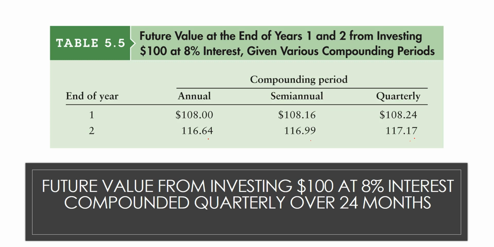So the smaller that time period, the faster that interest is being added to the principal, the more money you have. And the opposite is true. If this were a loan, the smaller the compounding time, so the greater that interest is being added to the principal, the more you're actually paying.